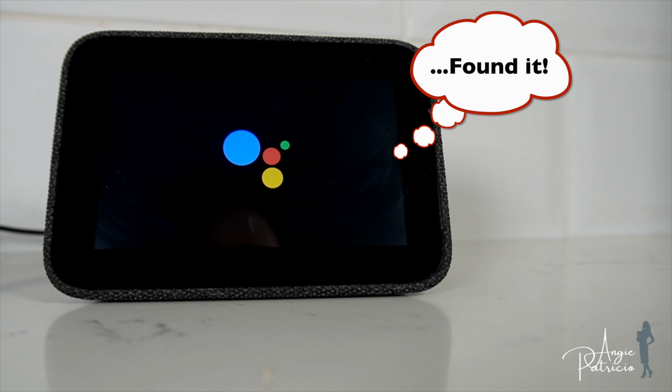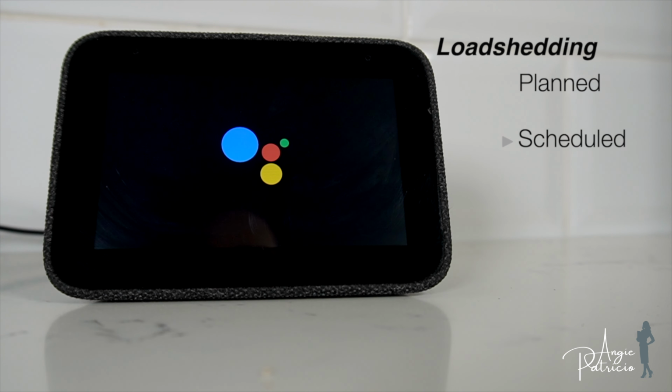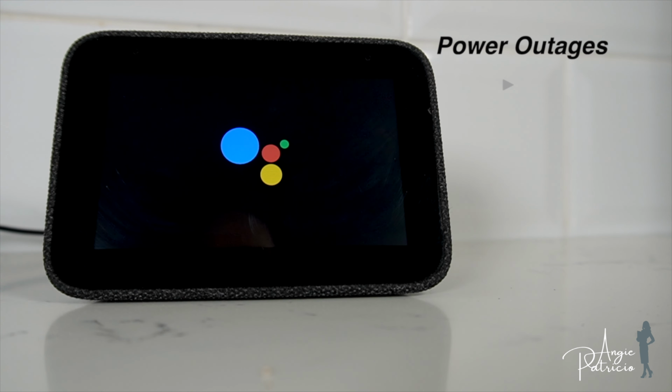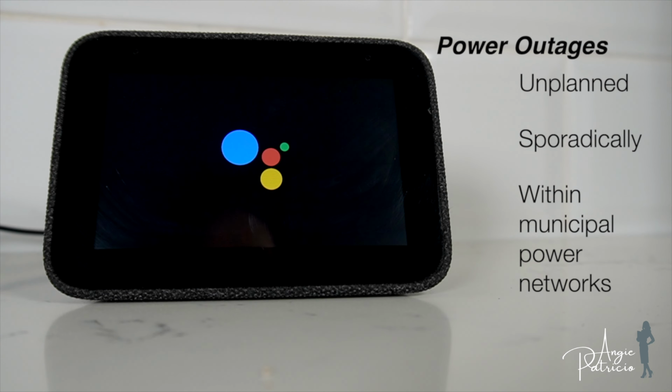On the website iol.co.za, they say, load shedding is a planned and scheduled power interruption enforced by power utility Eskom, a controlled disruption to the power supply, whereas power outages are normally unplanned and happen sporadically within municipal power networks.